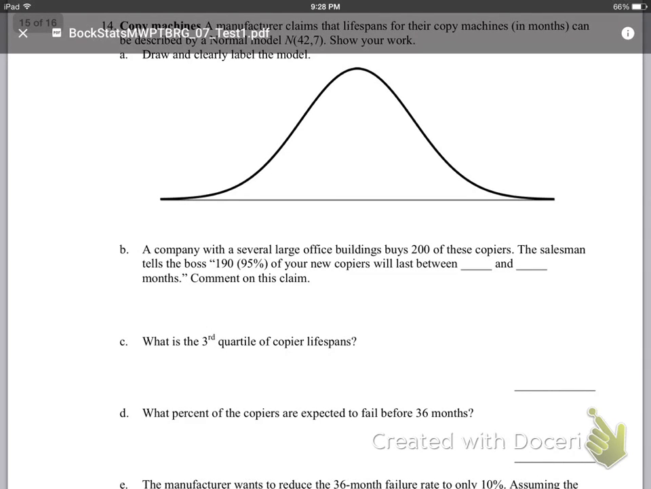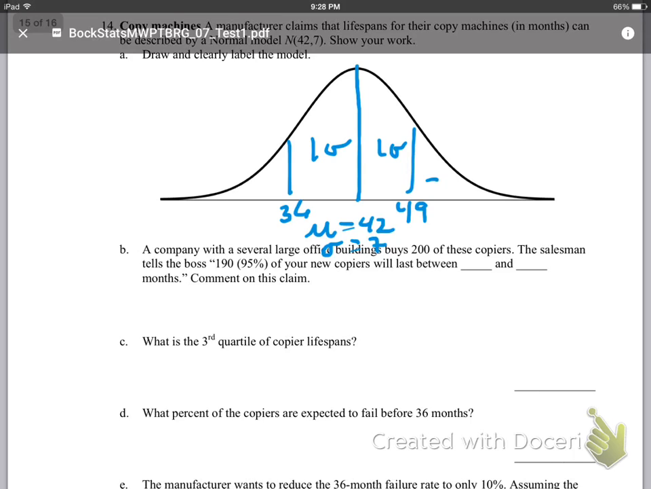All right, hopefully this is not hard for you. We're going to go label the spine. Mu is equal to 42. My sigma is equal to 7. I'm going to go one standard deviation in both ways, so I get 49 and 36. Two in both ways.